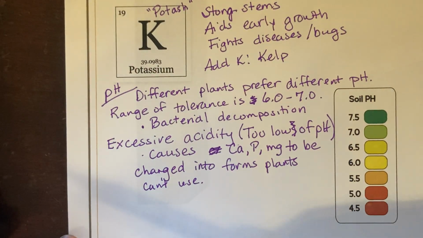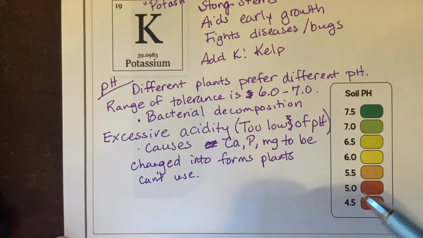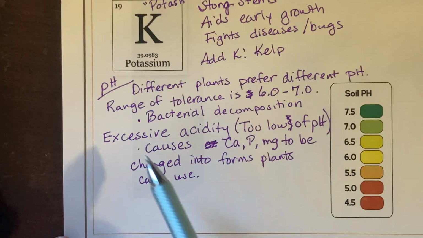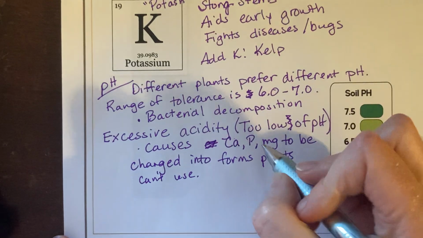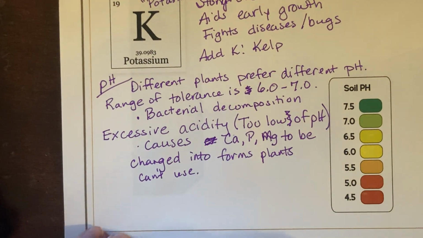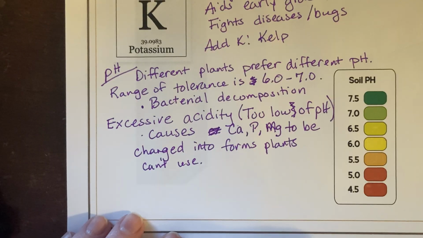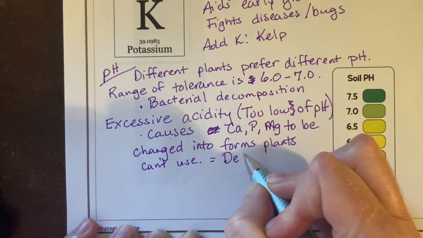Okay, now I'm not talking about strawberry plants, but if you try to plant your tomatoes in a soil pH that's too low, this is the problem. It's going to change. Most of those soils change calcium, phosphorus, and magnesium, sorry, that's a capital M, into forms that the plants can't use. So that's one thing, and that's going to equal a deficiency in that plant.